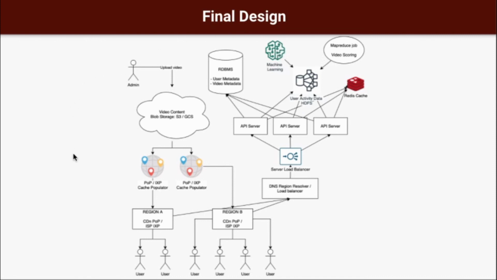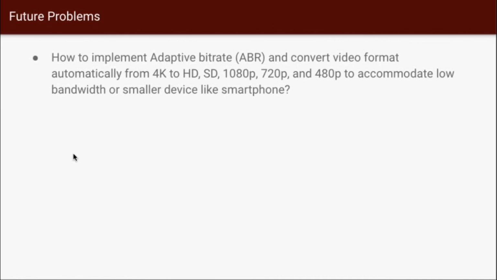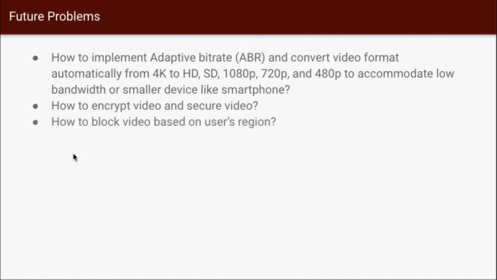So I think I'm pretty happy with this design, but we still have problems. Actually, we didn't cover how to implement adaptive bitrate, or ABR, and convert video format automatically from 4K to HD to SD, to 1080p, 720p and 480p. This is important because we need to accommodate low bandwidth or small devices like smartphones. We also didn't cover how to encrypt and secure video. We didn't cover how to block video based on user region and many more.